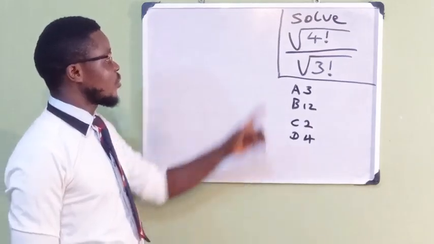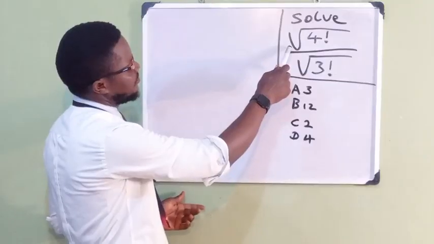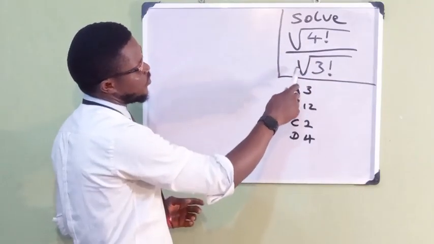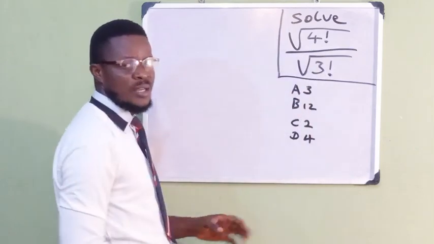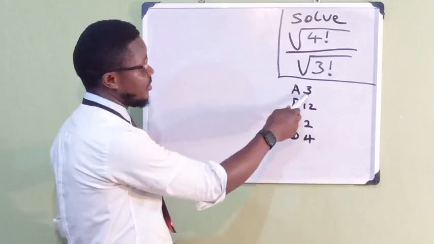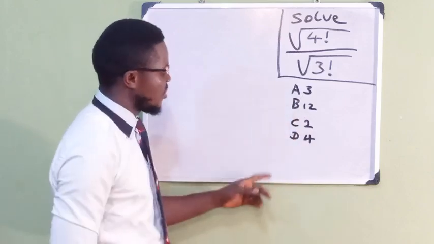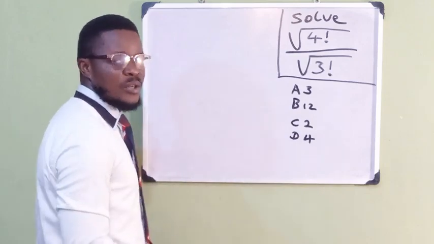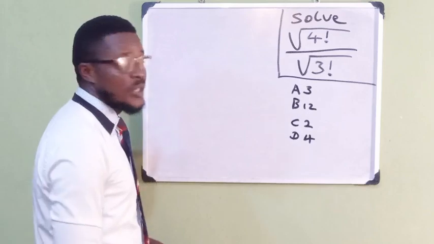I want us to solve this question on the board. Square root of 4 factorial divided by square root of 3 factorial. They gave us options. Option A, 3. Option B, 12. Option C, 2. Then option D, 4. Now, in order not to waste your time, let's just solve it together.